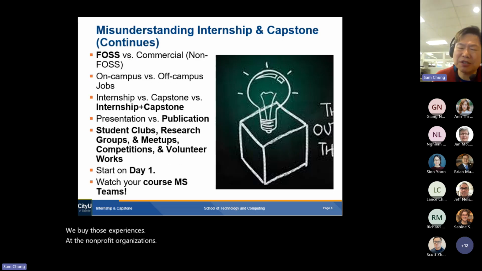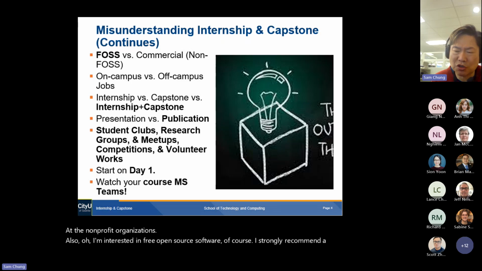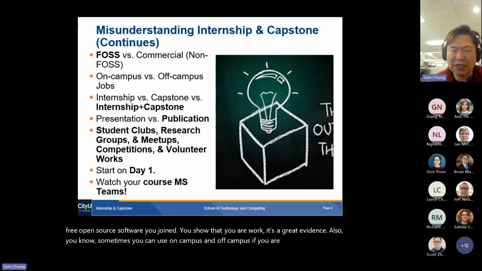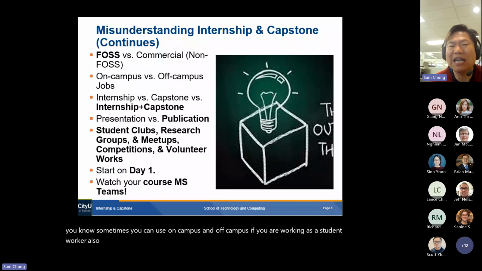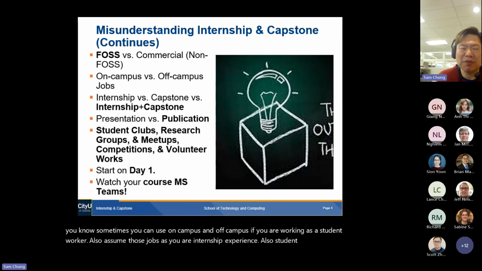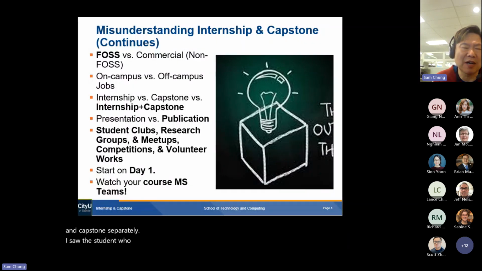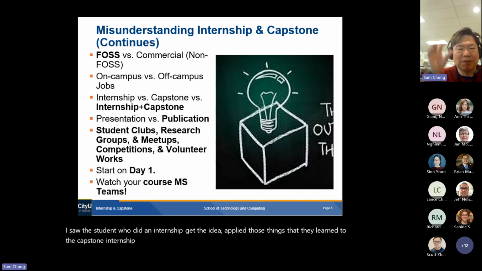Also, oh, I'm interested in free open source software. Of course, I strongly recommend you join a lot of free open source software and show your work. It's a great evidence. Also, sometimes you can use on-campus and off-campus jobs if you are working as a student worker. Also, assume those jobs as your internship experience. Also, students often focus on internship and capstone separately. I saw a student who did an internship, got the idea, and applied the things they learned to the capstone. Internship plus capstone is a very good combination, very strong combined together.